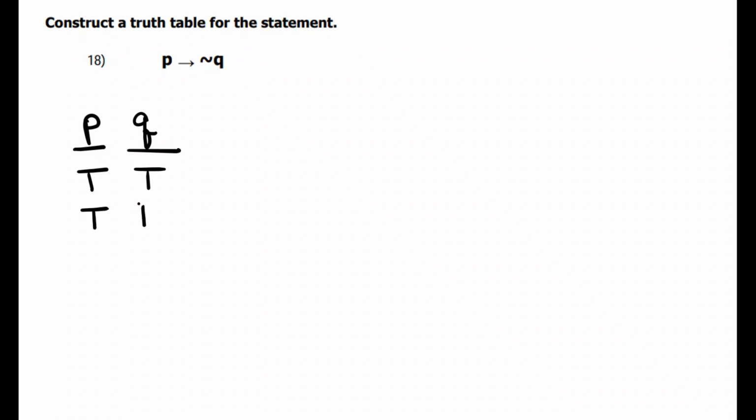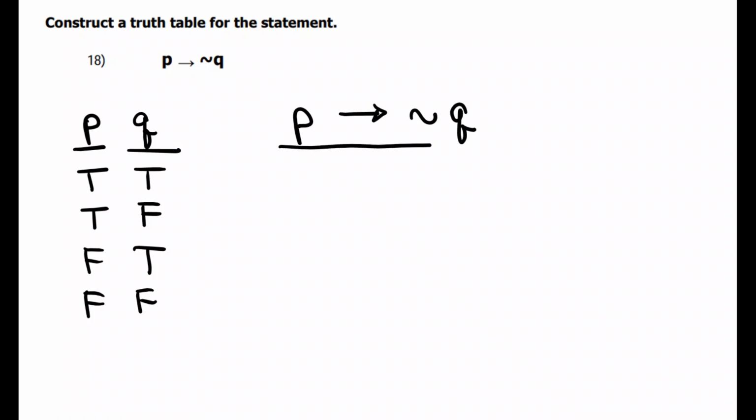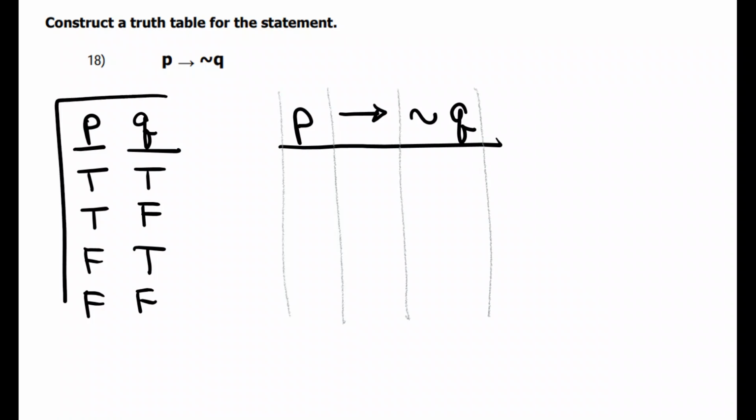So they're either both true, the first is true and the second is false, or the first is false and the second is true, or they're both false. And then our statement is if P, then the negation of Q. And this is a small one. I just need a column for P, a column for the if-then, and a column for the negation of Q.